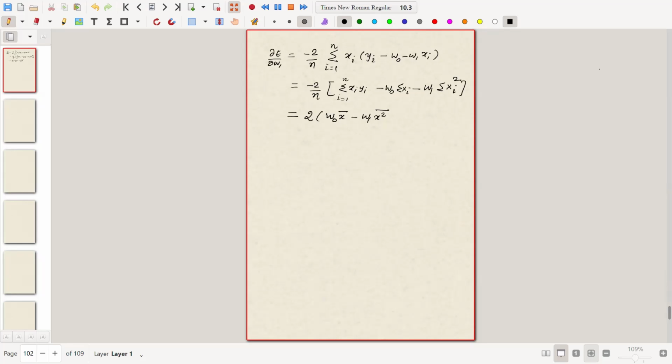Positive sign. Multiplied by minus. W1 x square. You will have minus xy bar. Okay.